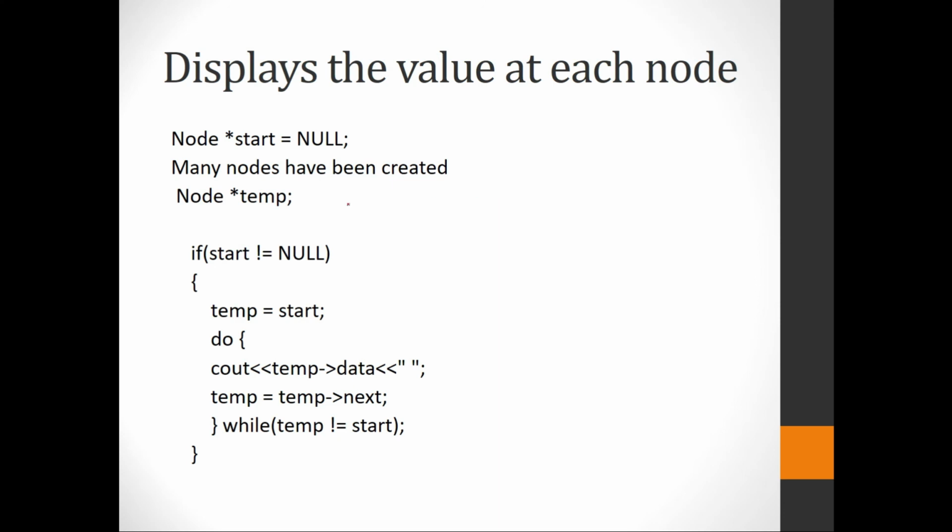Many nodes have been created. How do you display the value of each node? As seen earlier, you have to have a condition, start is not equal to null, and you are just traveling and then displaying the data. This is where you are displaying the data here, and this is what I call traversing, traveling, temp equal to temp next. What do I mean by this? I am going to traverse or travel node by node. Okay, so this is traversing. So you have to display the data by traversing or traveling.